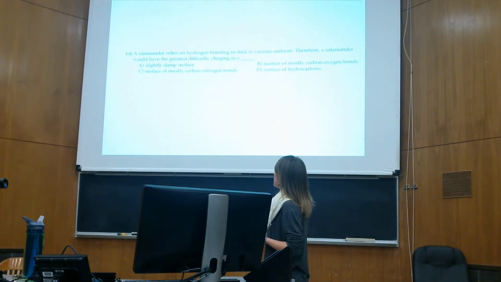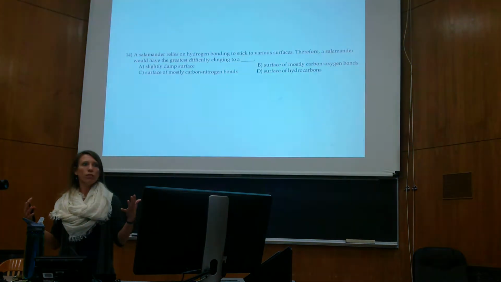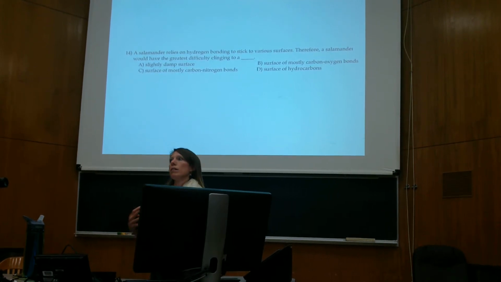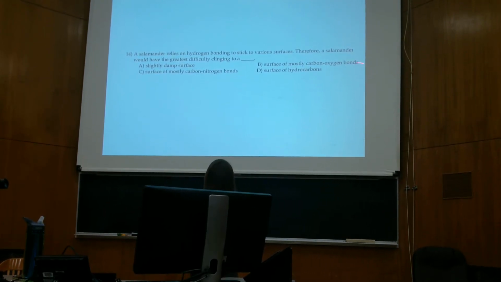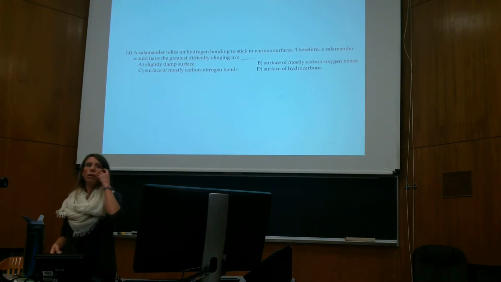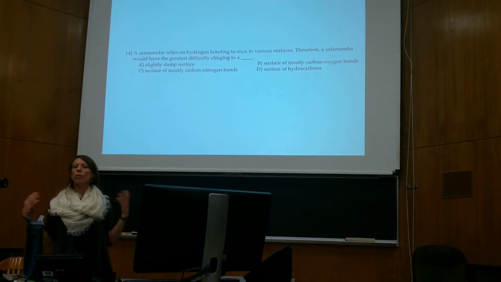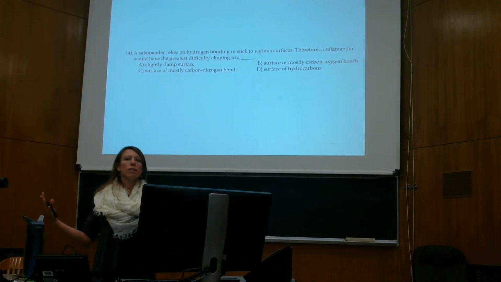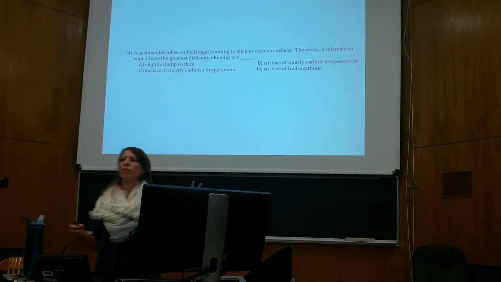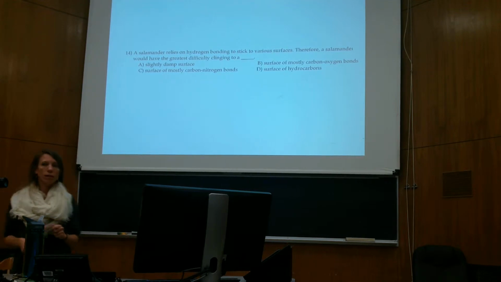Mostly carbon, nitrogen. Okay, is nitrogen electronegative? Yes, right? So that's a polar molecule there. So it shouldn't have any problem clinging to that. And then carbon-oxygen bonds. Are those polar? Yes, no problem there. But hydrocarbons again are what? Carbon and hydrogen bonds. Those are non-polar, right? So that would be a surface that the salamander would not be able to cling to because it can't form those hydrogen bonds.